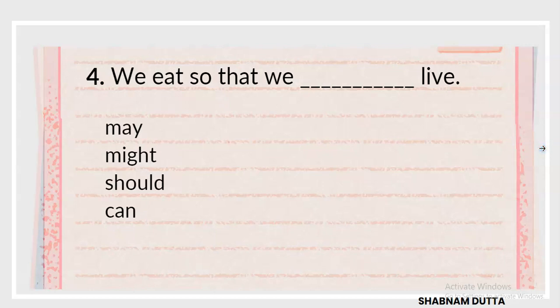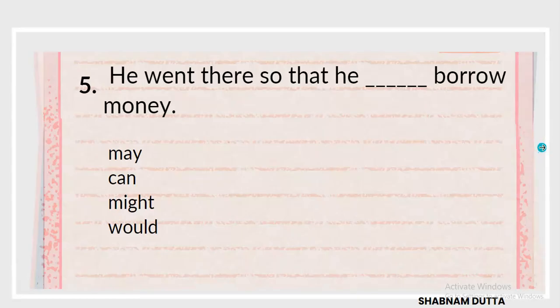Number 4. We eat so that we dash live: may, might, should or can. And number 5. He went there so that he dash borrow money: may, can, might or would. You can solve this in the community post to check the answers. And again, remember, you need to focus on the context of the sentence before you attempt to choose the answers.